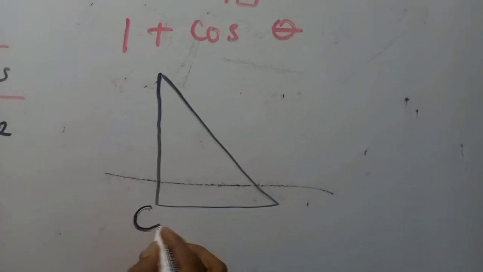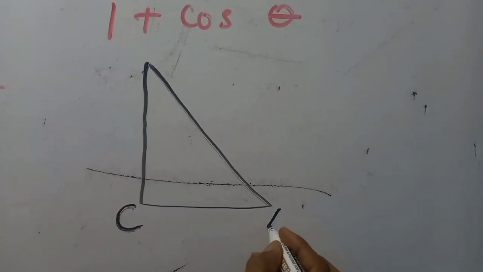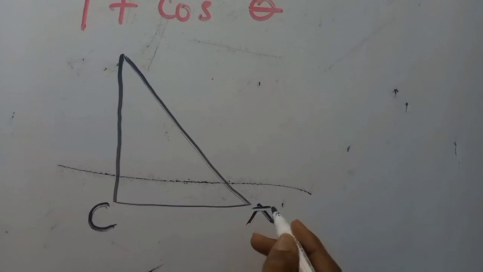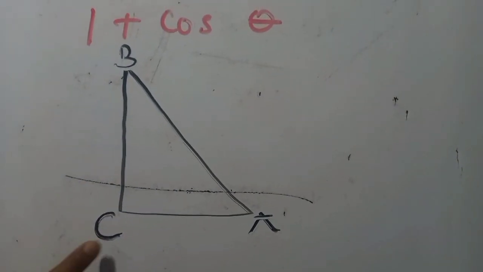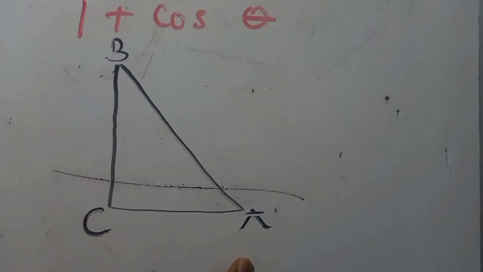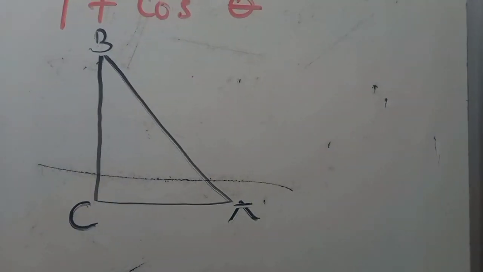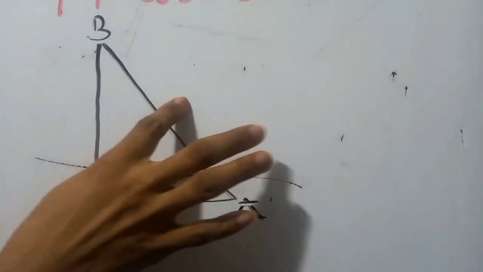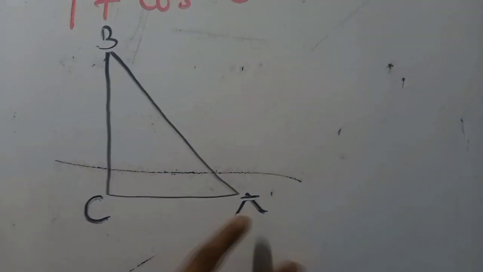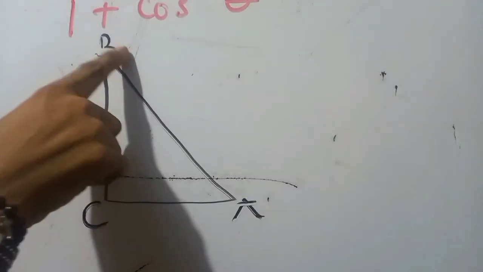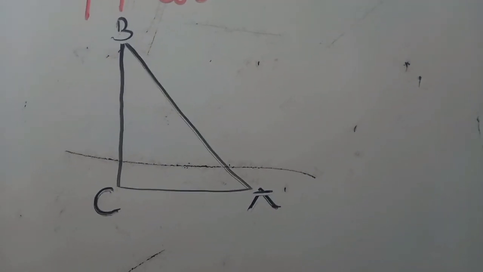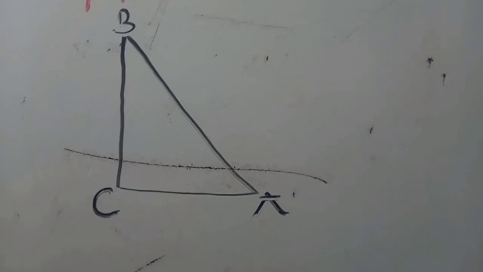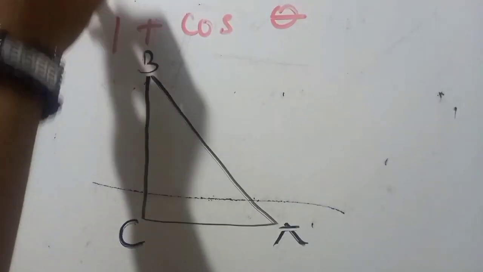So I'm going to name it now. Here will be my C, here will be my A, and here will be my B. I repeat, here will be my C, here will be my A, and here will be my B. Being that this C is facing the hypotenuse, this A is facing the opposite, and this B is facing the adjacent. Also, don't forget to introduce what they call SOHCAHTOA. SOHCAHTOA will guide you. SOHCAHTOA is a principal guide.